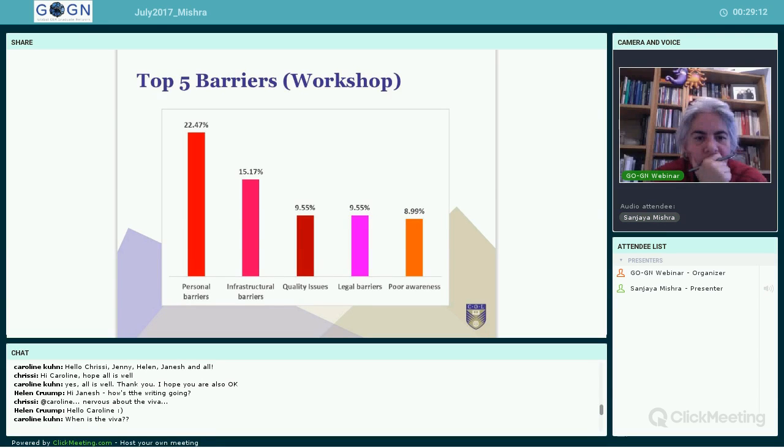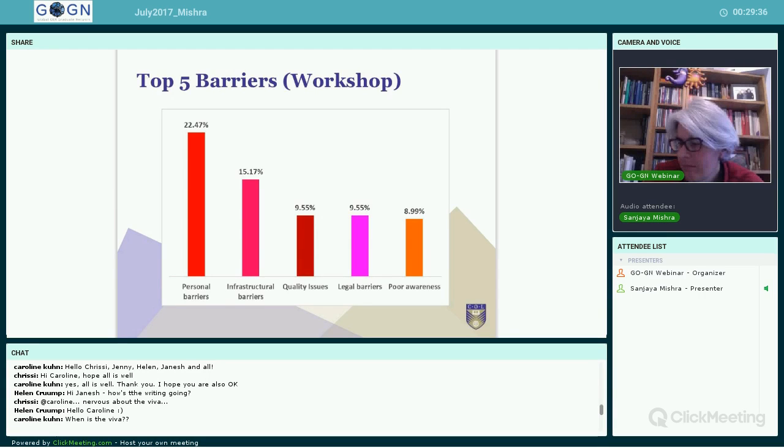about 22%. Infrastructural barriers, or the items listed, were about 15%, which again were related to the lack of bandwidth in the institution, lack of appropriate software, or lack of a repository in the institution to share. I can do something, but there is no institutional repository to share. Those are the kinds of issues that were identified.